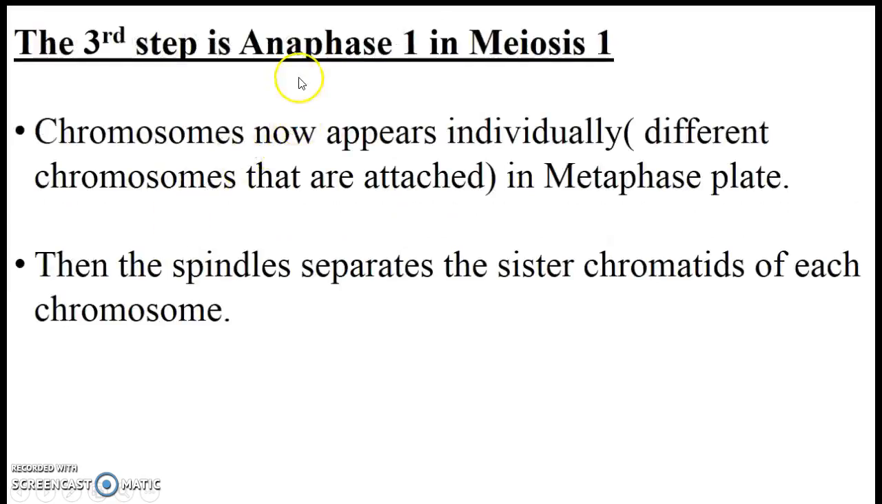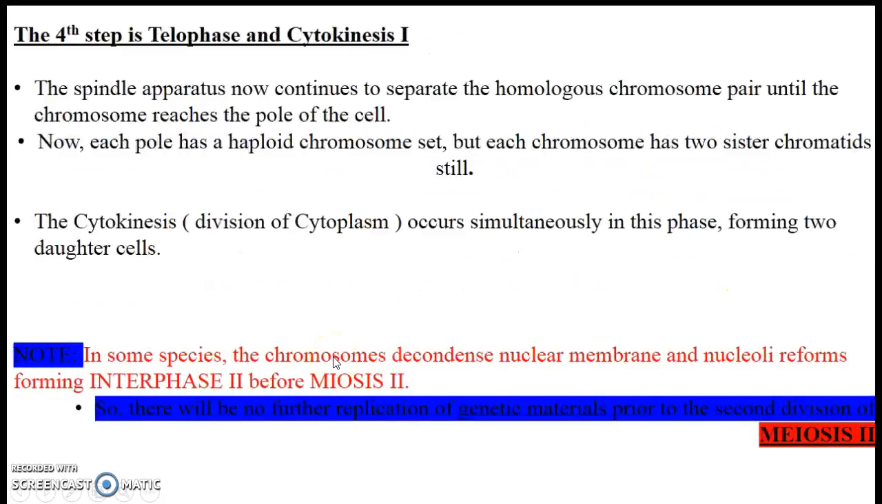The third step is anaphase 1 in meiosis 1. Now the chromosomes appear as different chromosomes that are attached, as they appear on the metaphase plate, a pair of different chromosomes. Then the spindles separate the homologous chromosomes of each pair.